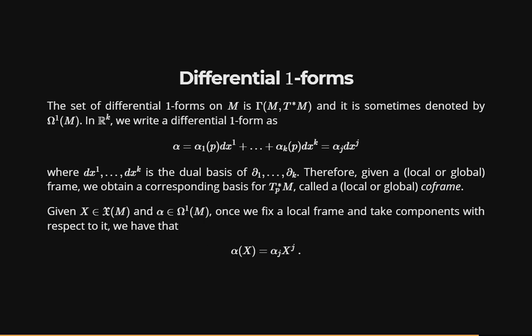Or if you imagine the one form as a row vector and the vector field as a column vector, it is just the product, the dot product between the two. So it is the product coefficient by coefficient between the form and the vector field, if we are taking the coefficients with respect to a frame and its corresponding dual coframe.